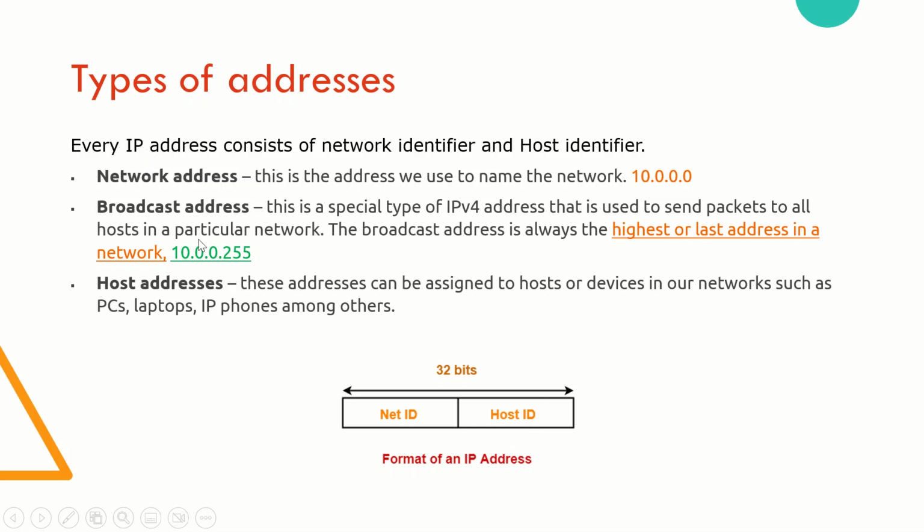Also, besides network ID or network host and host addresses, we have broadcast addresses. A broadcast address is also a special type of IP version 4 address that is used to send packets to all hosts in a particular network. The broadcast address is always the highest or last address in the network, for example 10.0.0.255.